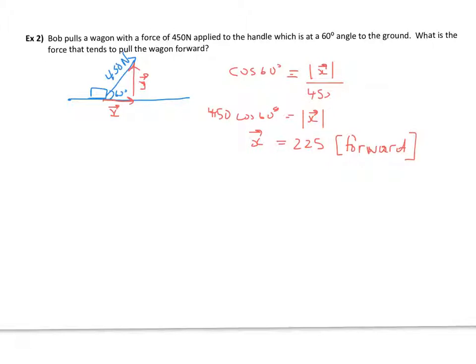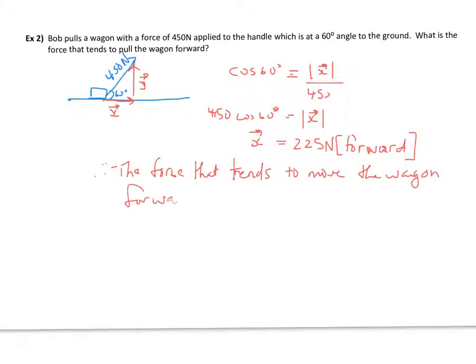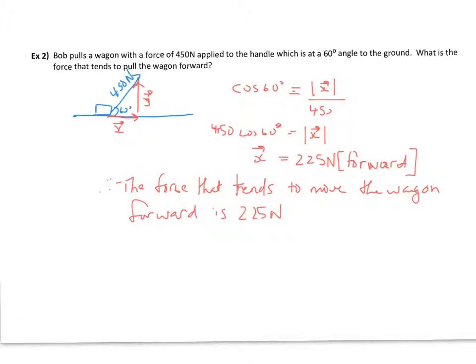Okay, and of course I should follow that up with a therefore statement. The force that tends to move the wagon forward, and that should have N for newtons, is 225 newtons forward. All right.